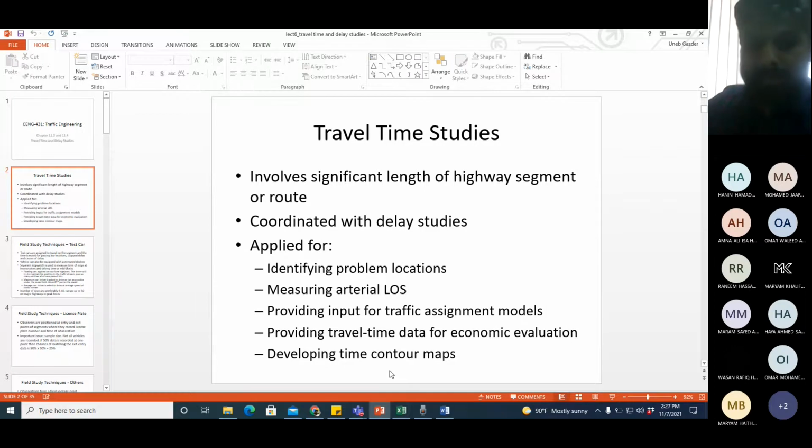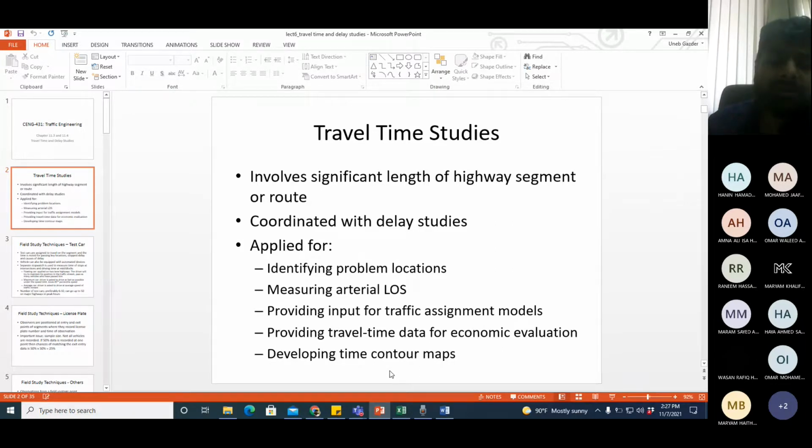Now, why do we do travel time studies? Travel time studies are done to find out the problem locations, where traffic flow has a problem. For example, problems of congestion, problems with the design of the highway, problems with maintenance or construction activities. Wherever we have these problem locations, what will happen to the travel time? It will be higher. So higher travel time is basically an indication of a problem location. If a segment has a very high travel time, then that segment is a problem location.